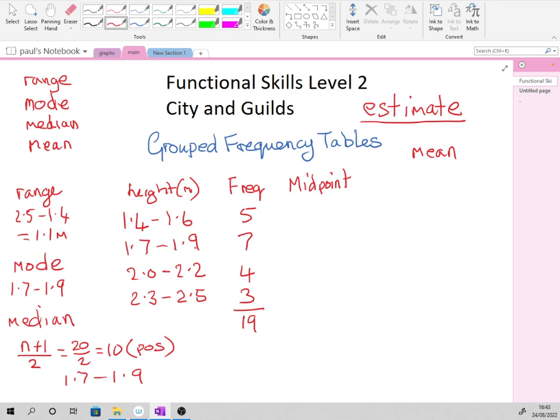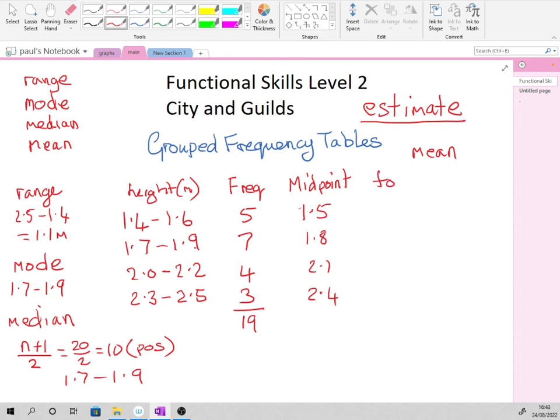Now to find the midpoint of these two numbers, you add them together and divide by 2. But these are quite obvious to see what the midpoint is. This is 1.5. This is 1.8. This is 2.1. And this is 2.4. I'm going to reach for my calculator in a minute.